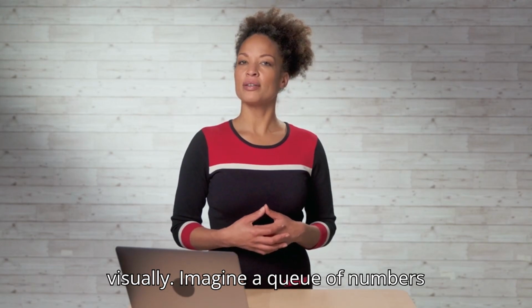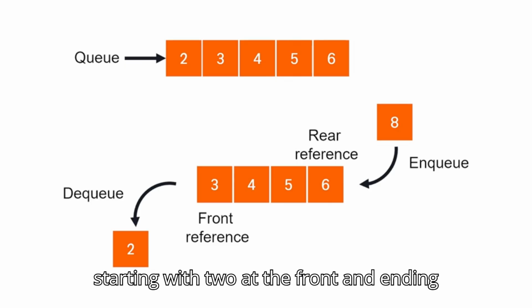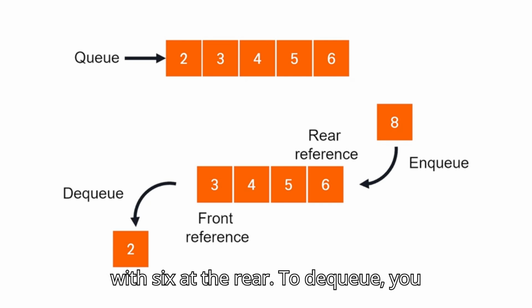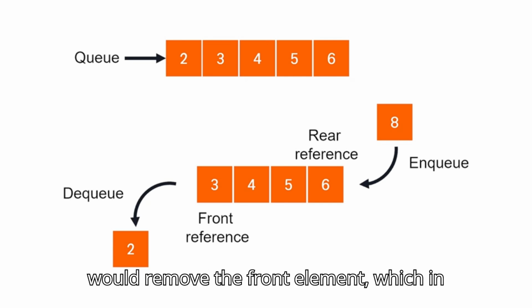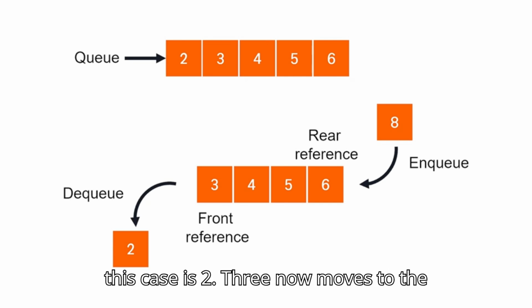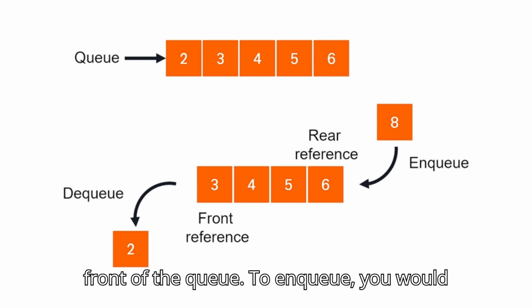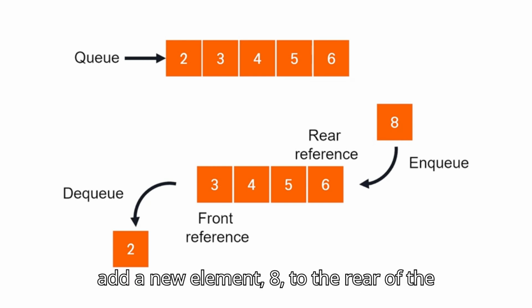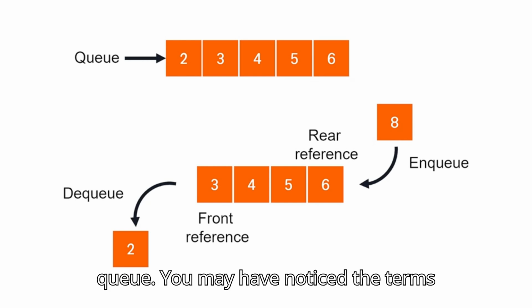Let's see this visually. Imagine a queue of numbers starting with 2 at the front and ending with 6 at the rear. To dequeue, you would remove the front element, which in this case is 2. 3 now moves to the front of the queue. To enqueue, you would add a new element, 8, to the rear of the queue.